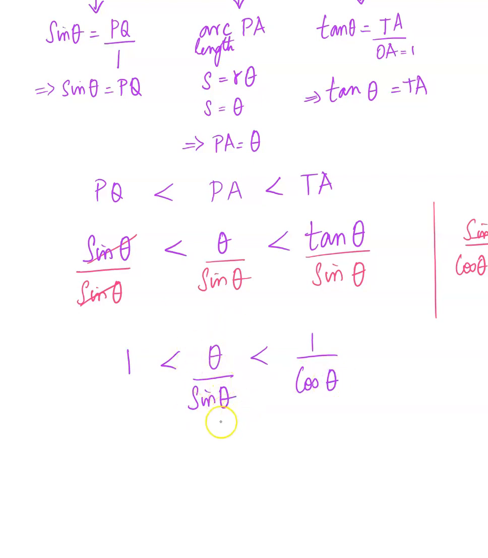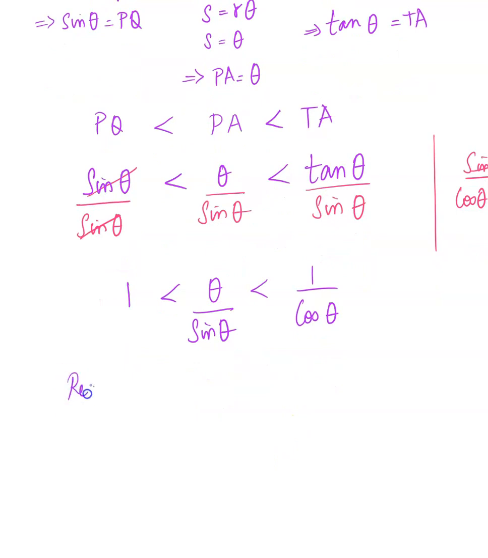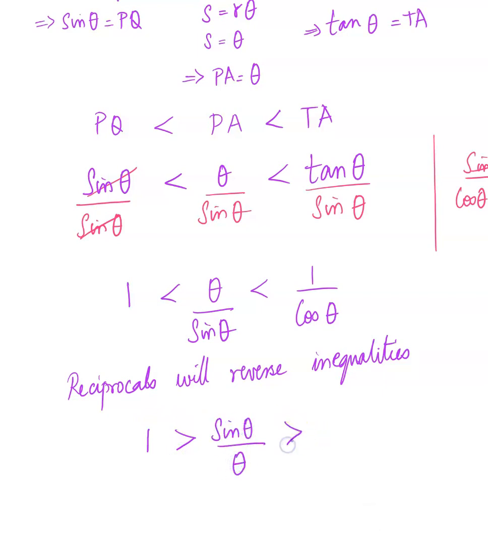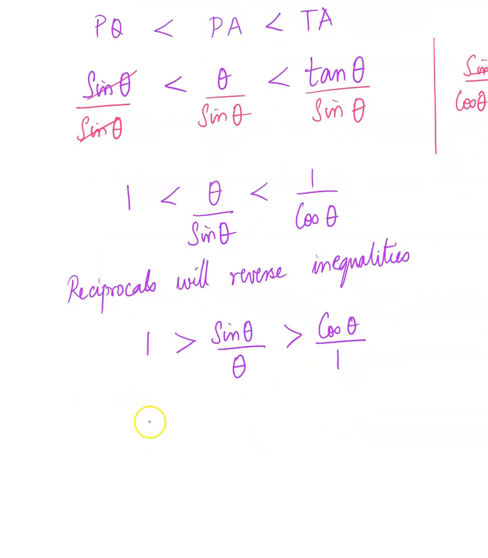We want it the other way around. We want sine theta over theta. So if you wanted to flip, if you take the reciprocals, that will reverse the inequalities. Reciprocals will reverse inequalities. So 1 over 1 is 1 itself. Reverse the inequality, you get sine theta over theta. Reverse the inequality and flip it. So that will be cosine theta over 1, which is basically cosine theta. So if we rearrange this, it will be cosine theta less than sine theta over theta less than 1, right? Because you want the inequality to be written in a way you can read it. So sine theta over theta is between cosine theta and 1.